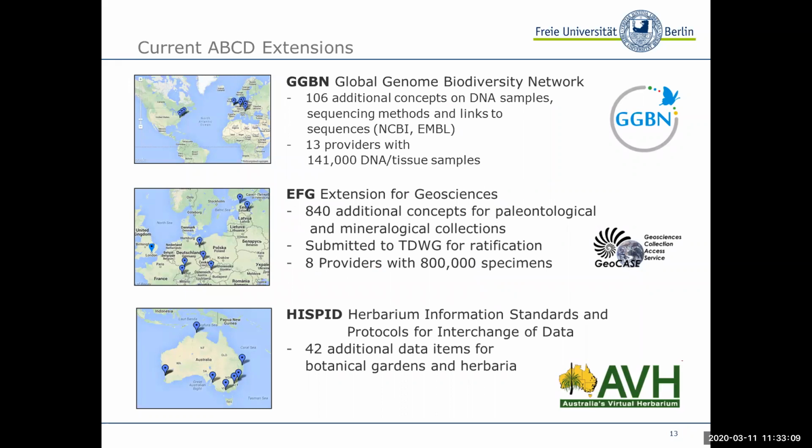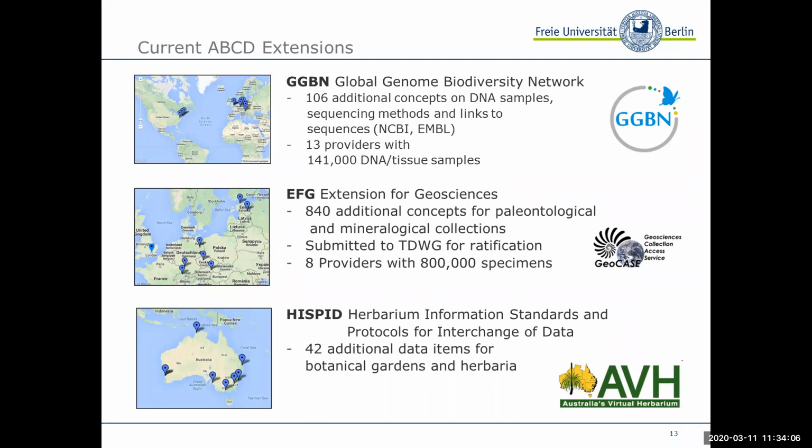Right now there are 3 ABCD extensions in use. The one with probably the most providers is the GGBN extension that you've just had a look at. It is used within the Global Genome Biodiversity Network. In addition to what you've just seen, the information on how the DNA was extracted and what the concentration is, it links to the results of the sequencing. So it can link to sequencing files, and it can have accession numbers from NCBI and EMBL. So by using the GGBN extension, you can link from the specimen to the DNA and the results of the sequencing processes that have been done.